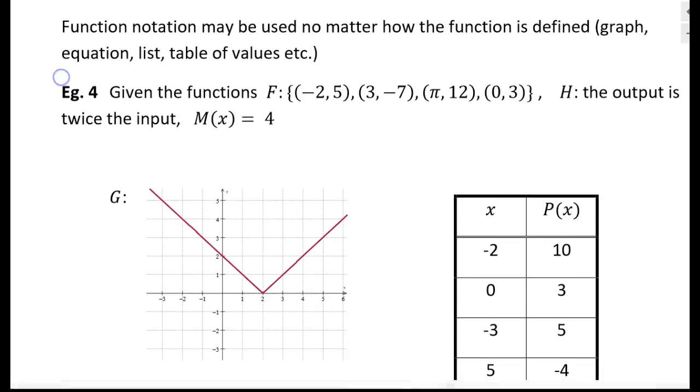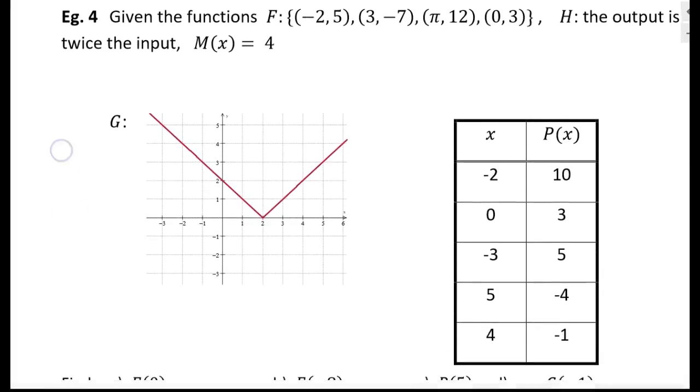So function notation can be used no matter how the function is defined. And this is kind of the last big idea that we need to consider. It can be a graph, it can be an equation, it can be a list, a table of values, etc. So we are given a bunch of functions here. We're told that these are specific points that define my function f. No other values can be used for function f.